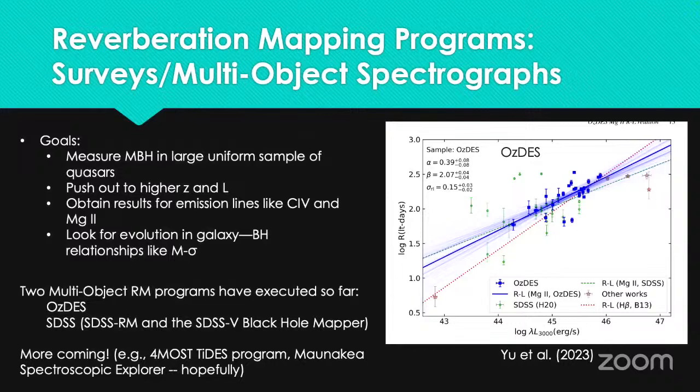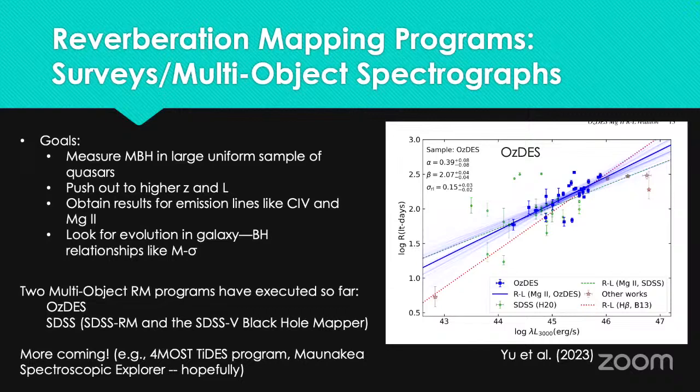So to date, there've been two main survey style, multi-object reverberation mapping campaigns. One of them is called SDSS. It was run by one of the Australian telescopes and in collaboration with the Dark Energy Survey. And the second is SDSS, which I will come back to. But we've actually had some pretty good success with these so far.